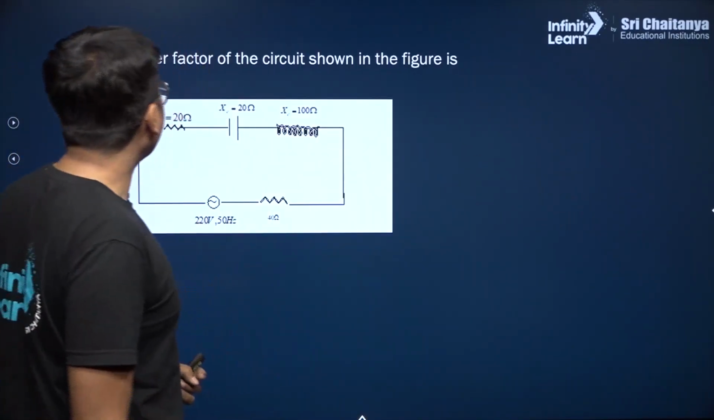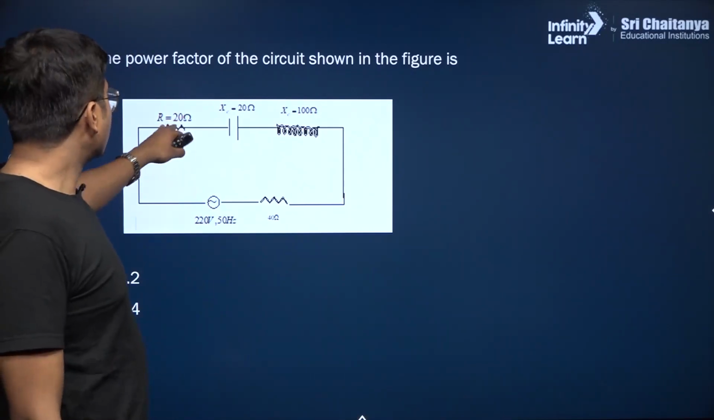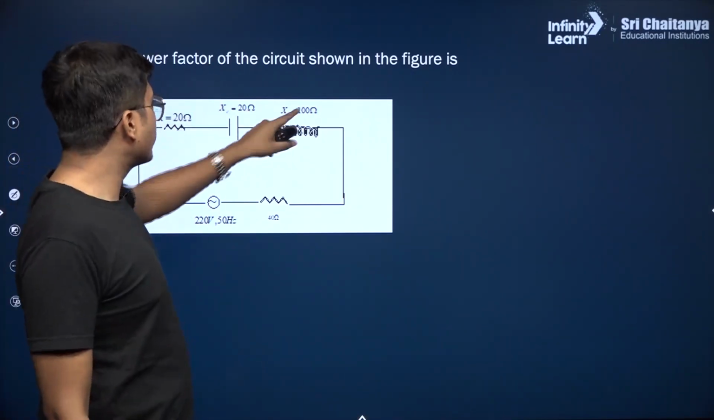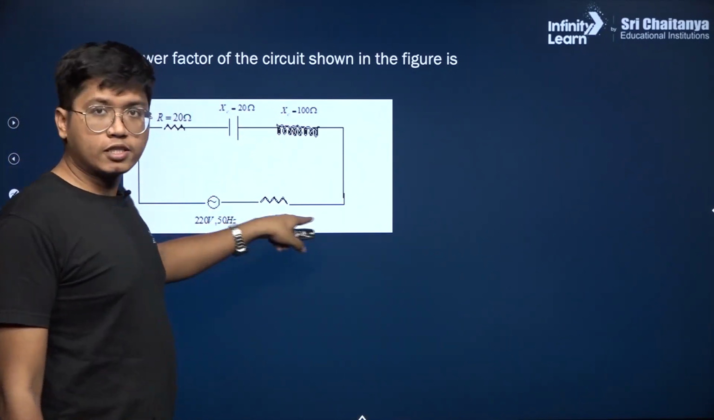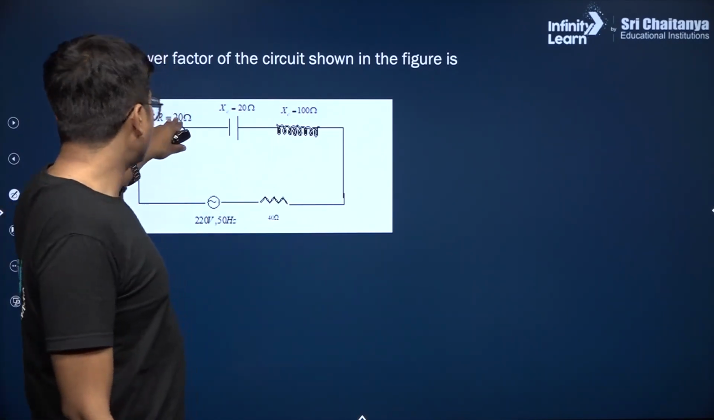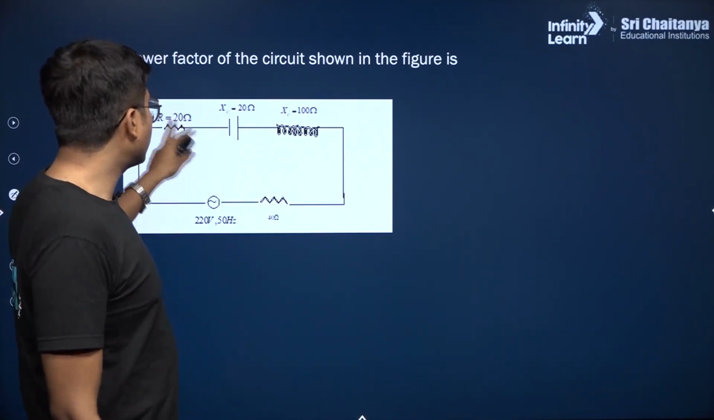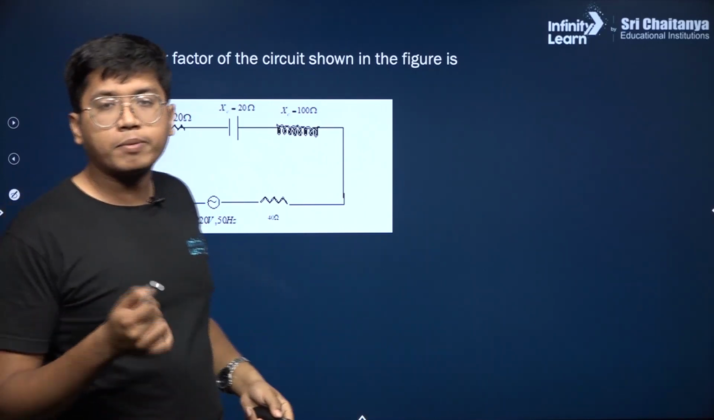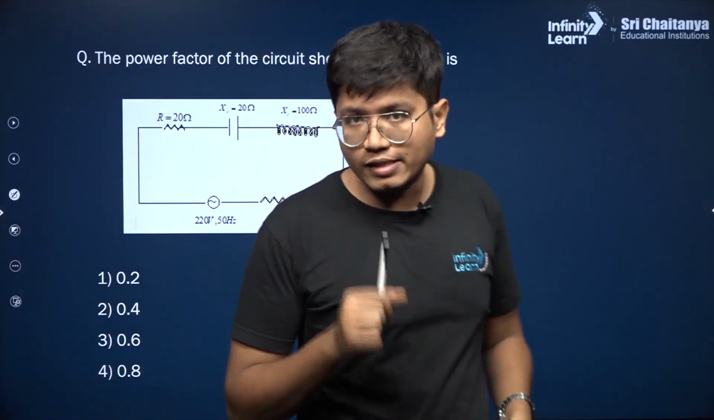Next question: the power factor of the circuit shown in the figure is... So you have a resistor, a capacitor, an inductor, and you also have an extra resistor over here. So this is 20 ohm, this is 40 ohm. You can understand the actual resistance would be 20 plus 40, 60 ohm, because they are in series.